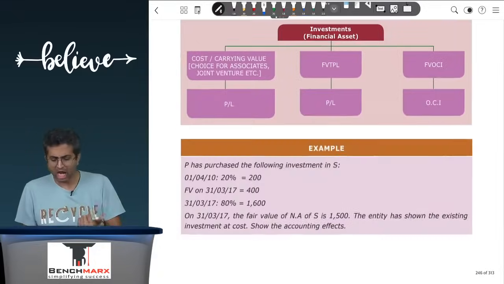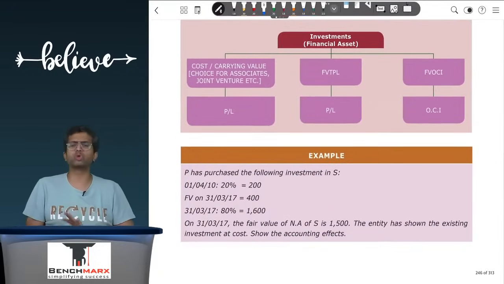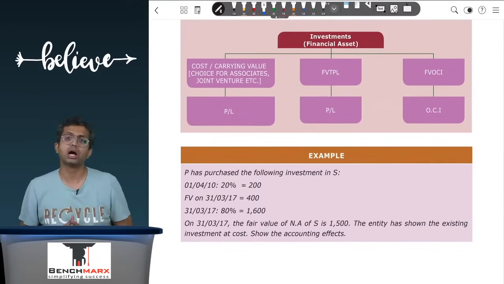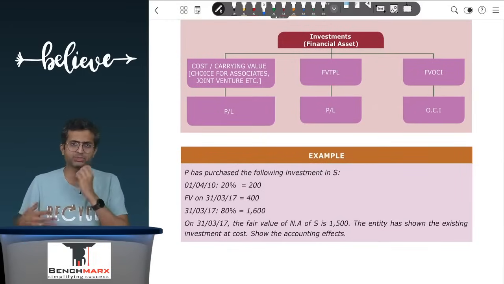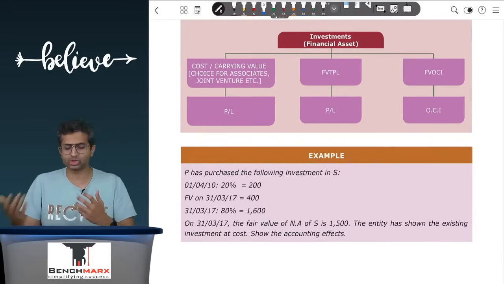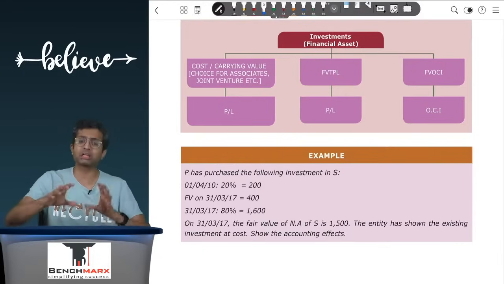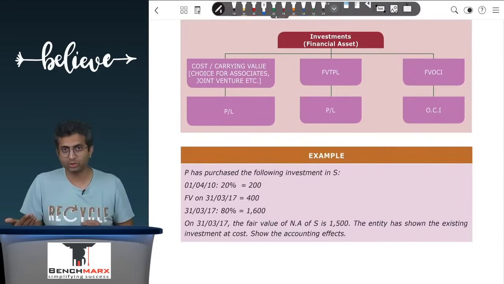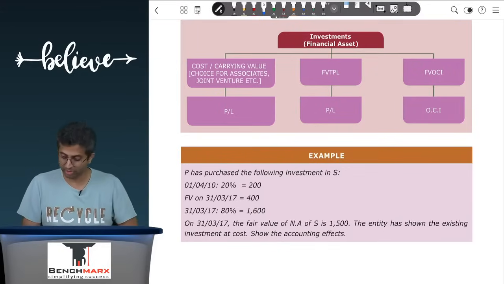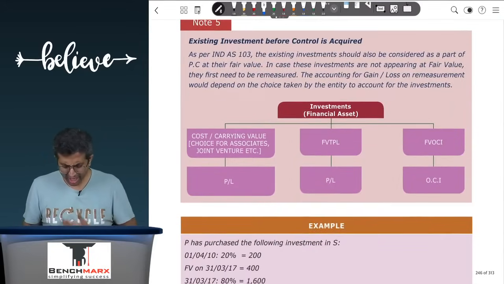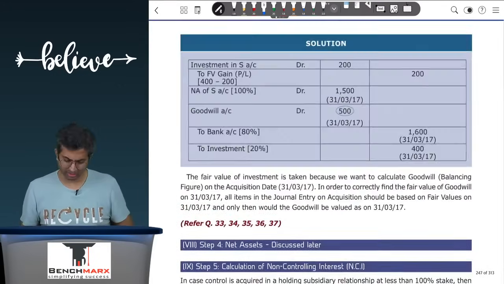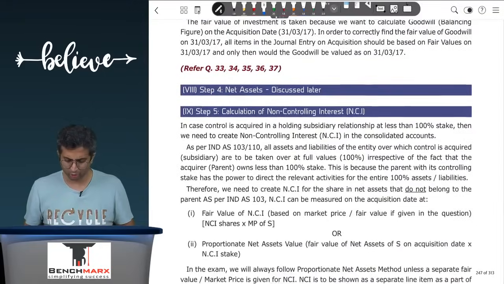Like if it was under FVTPL, the difference will go to the P&L account. If it is FVOCI, the difference will go to the fair value reserve in OCI. If it is some other item like investment in subsidiaries, associates, joint ventures, which is accounted for using the equity method, then you will remeasure it to fair value and then eliminate those investments, and at the time of remeasurement, the balancing figure will generally go to the P&L, but in certain cases can also go to other comprehensive income. Again, we have shown examples on this for a better understanding. We are just doing a quick overall revision.